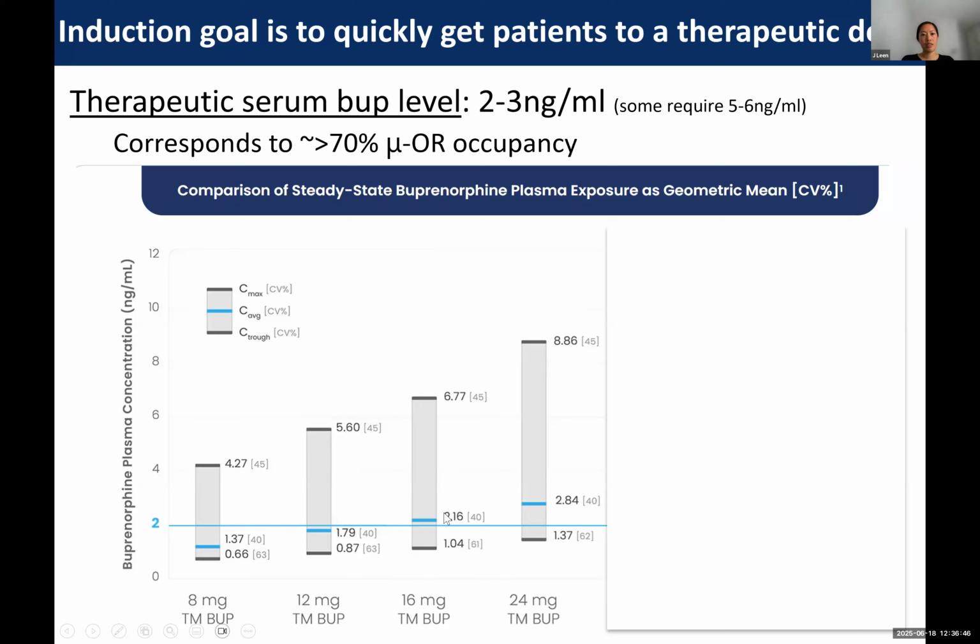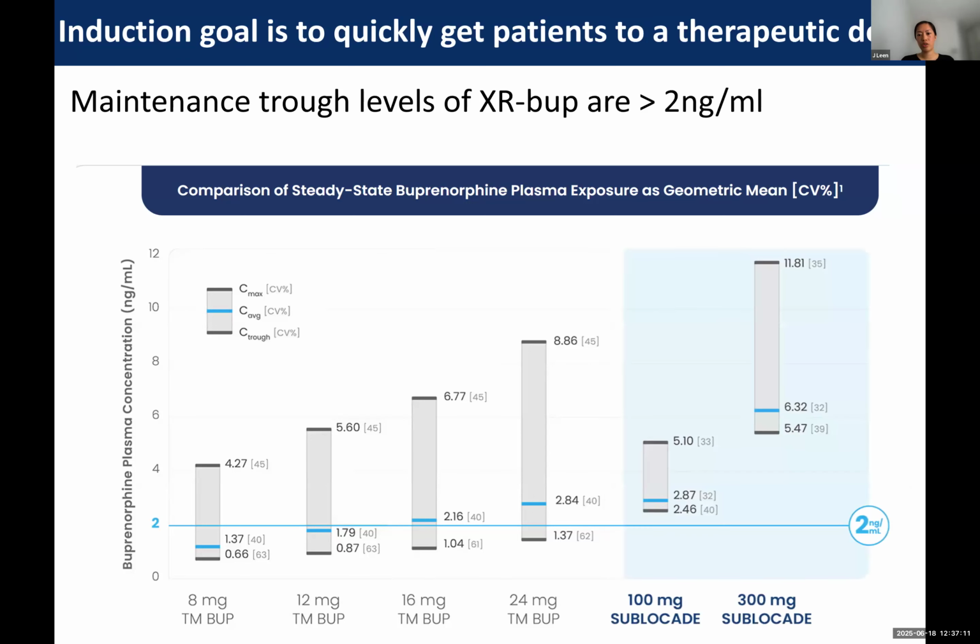And you can see that the C average doesn't cross the 2 nanogram per mil threshold until at least 16 milligrams. And even then, you can see that the C trough sometimes goes below the 2 nanograms per mil. So it's not consistent. Some patients may need even more than 24 milligrams. That's where the extended release depot injection or Sublocade comes in. You can see that at steady state, the 100 milligram and the 300 milligram preparations both provide C average greater than 2 nanograms per mil and C trough greater than 2 nanograms per mil. So it pushes these patients therapeutic and reliably therapeutic.